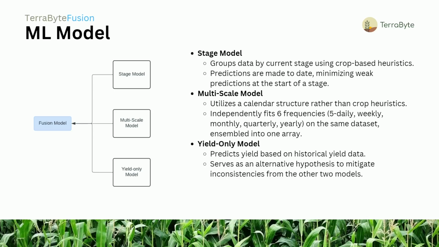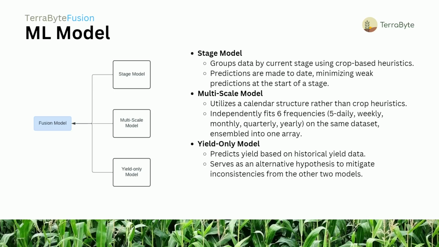The second model, the multiscale model, follows a similar approach, but just works on a calendar structure instead of using crop-based heuristics. In this model, we use 6 different frequencies: 5 daily, weekly, monthly, quarterly, and yearly, and they are all independently fitted on the same dataset. Finally, all 6 predictions are ensembled into one array.